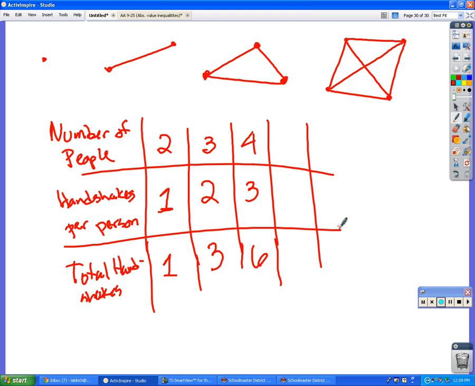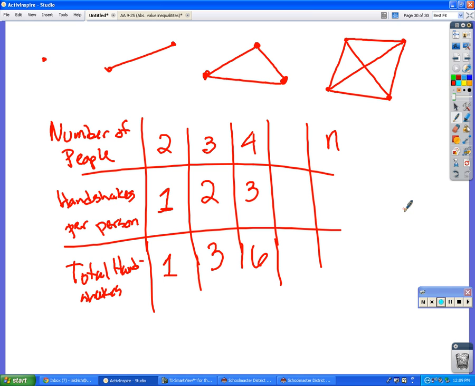Okay? So that gives us a nicer pattern of numbers, because now you can see, hopefully, if this is n, based on what we talked about at the beginning of the class and yesterday, what is my pattern for handshakes per person?